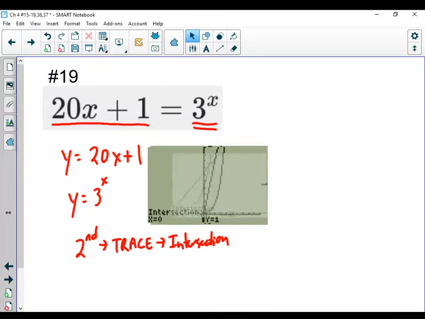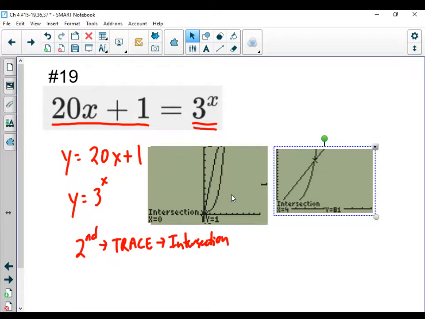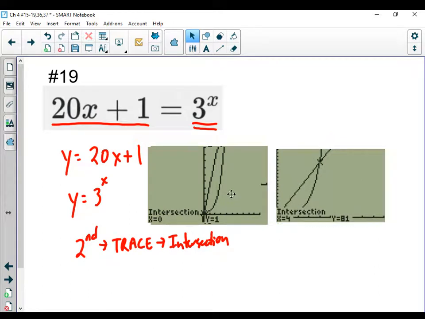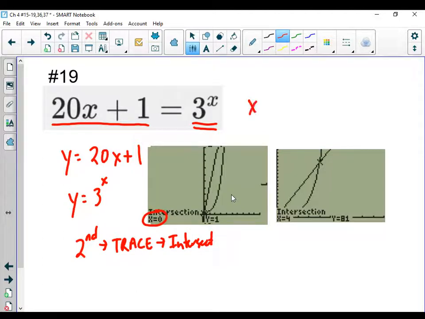There we go. All right, so my second intersection is at 4, 81. So I have two intersections, which means I have two different answers. This is actually just the intersection. But think back to the equation. Well, the equation only had x in it. So really, all I'm concerned with is the x value. So for this one, x would equal 0. That's one solution. And over here, x is equal to 4. That's our second solution.